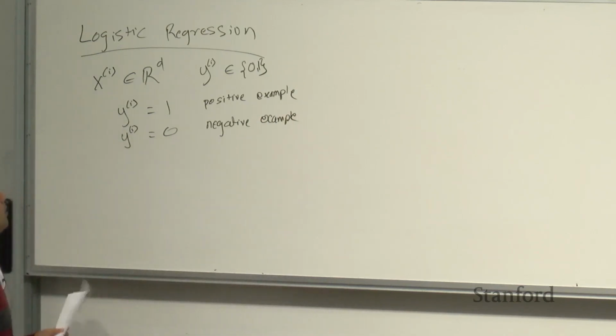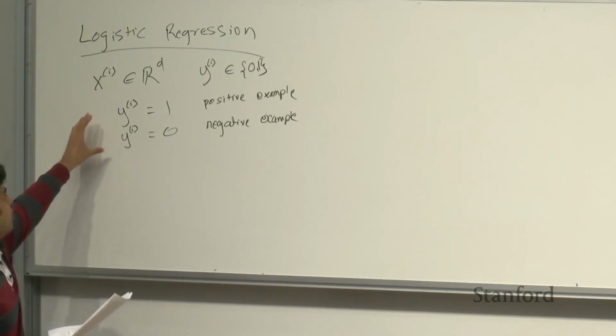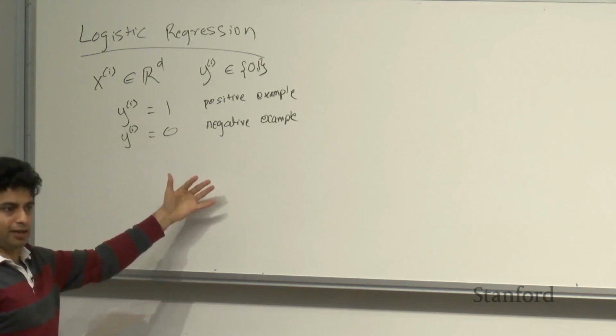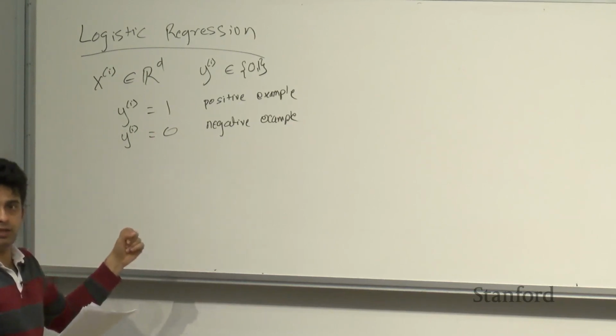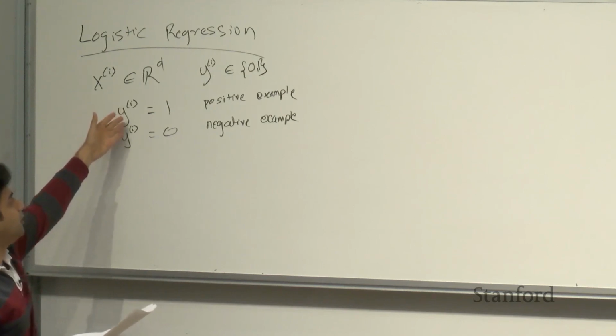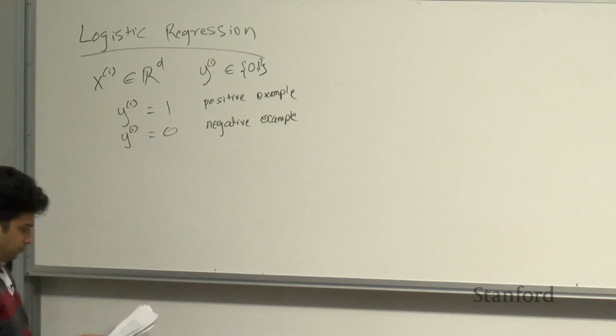Right? And this is a description of the data. A positive example or negative example does not mean the model is correctly classifying it or the model is negatively classifying it. It's just the way we call the examples. If the label is +1, we call it a positive example. If the label is 0, we call it a negative example.